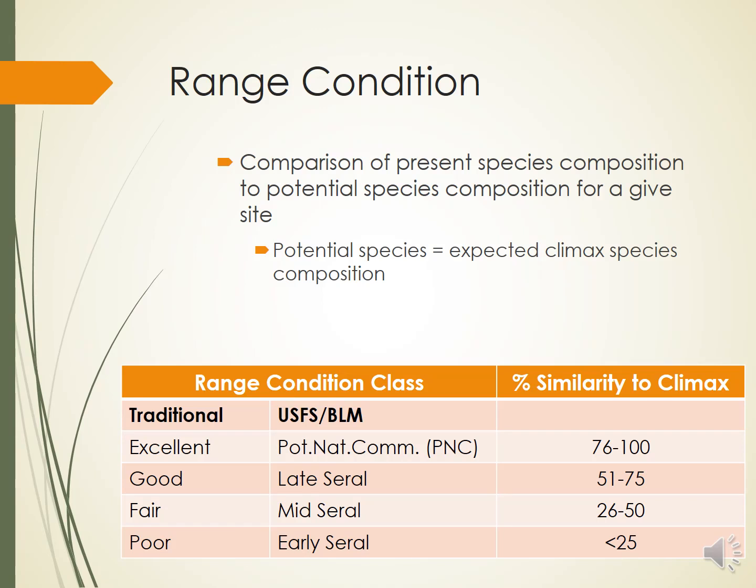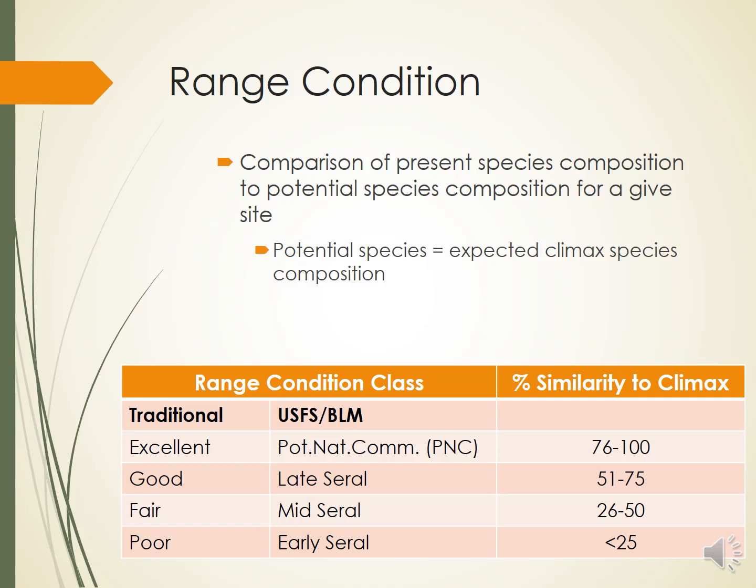Now, switching gears, how do we apply this knowledge of the plant community to be able to assess rangeland condition? Well, rangeland condition is simply a comparison of the present species on the landscape to the potential species composition for a given site. The potential species composition is that you would expect to find on the site if it is at the climax stage. So these range condition classes are kind of broken down into 4 very general categories. Using the traditional terminology, those categories are excellent, good, fair, and poor.